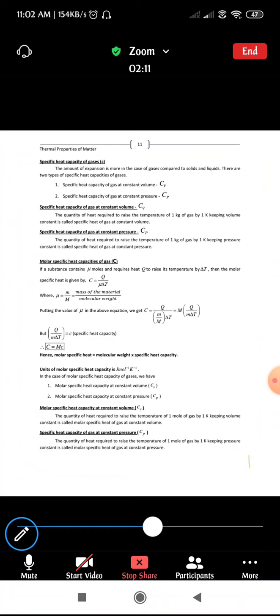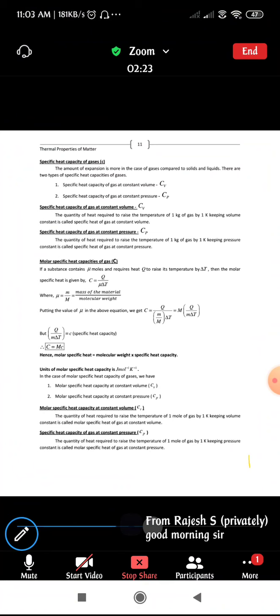So, in the last class, we just discussed the molar specific heat capacities of gas, right? So, we will have a recap of last class for a few minutes. Then we will move to the next topic. Okay. So, coming to this molar specific heat capacities of gas.